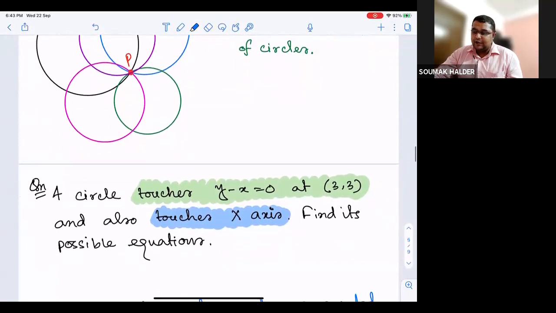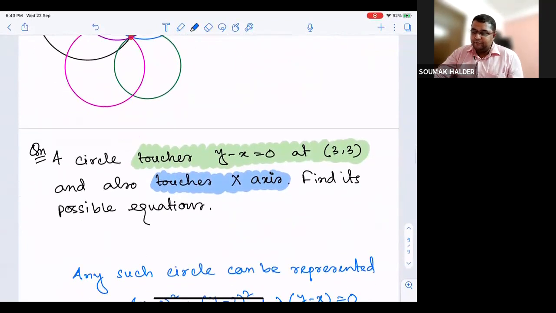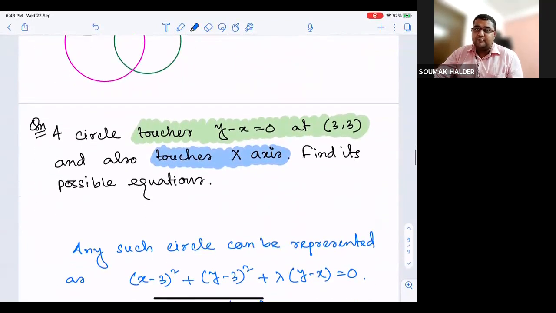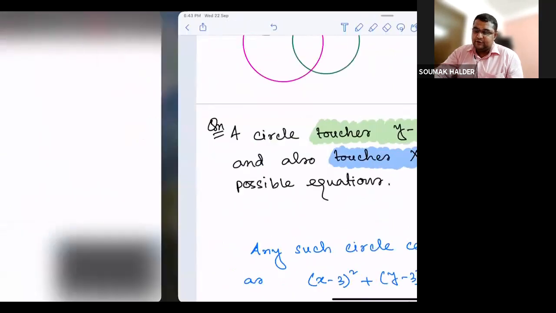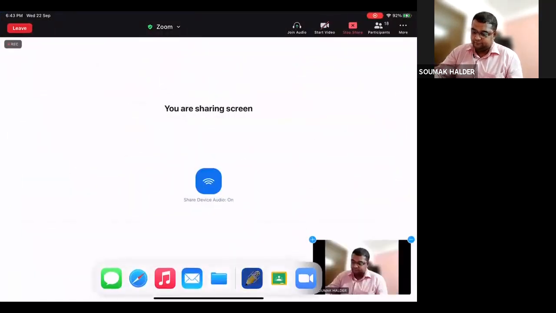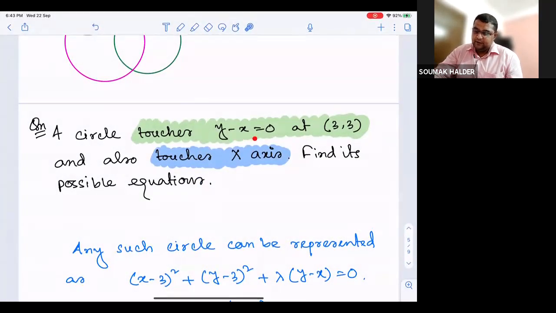So how can we start? We can think of starting in the form of S plus lambda L is equals to 0. Here S will be the reference of (x minus 3) whole square plus (y minus 3) whole square, and L, as you can find, is y minus x. So we have got S plus lambda L is equals to 0 as the family of circle.